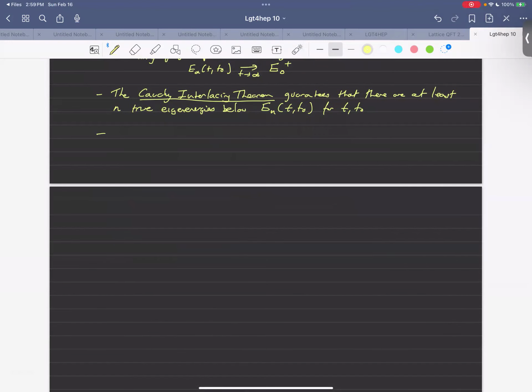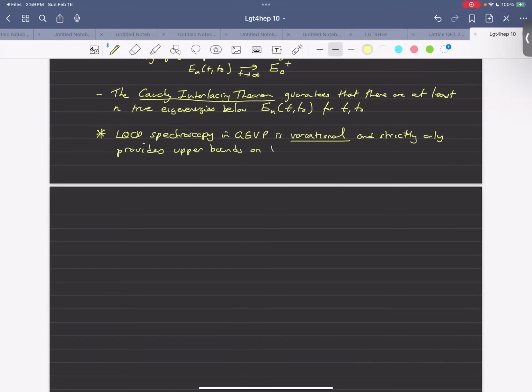And I think a very important thing to stress is that LQCD spectroscopy, in this GEVP approach, or in just looking at a single correlation function, is variational, in the sense that you've come across it in your quantum mechanics classes, and it strictly only provides upper bounds on the eigenenergies.